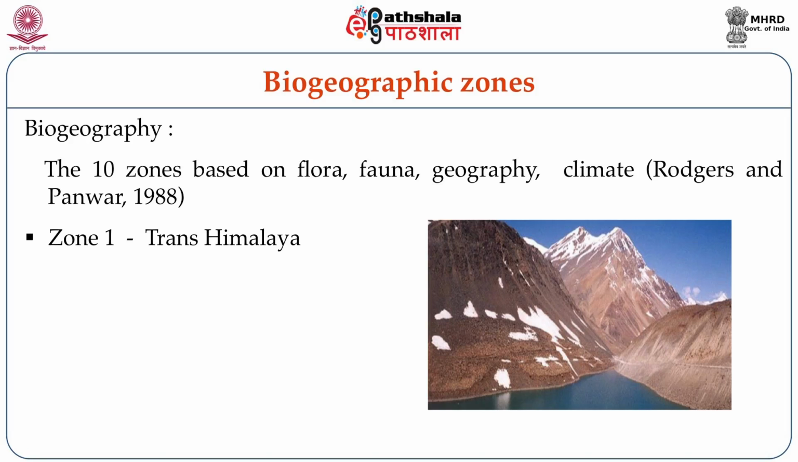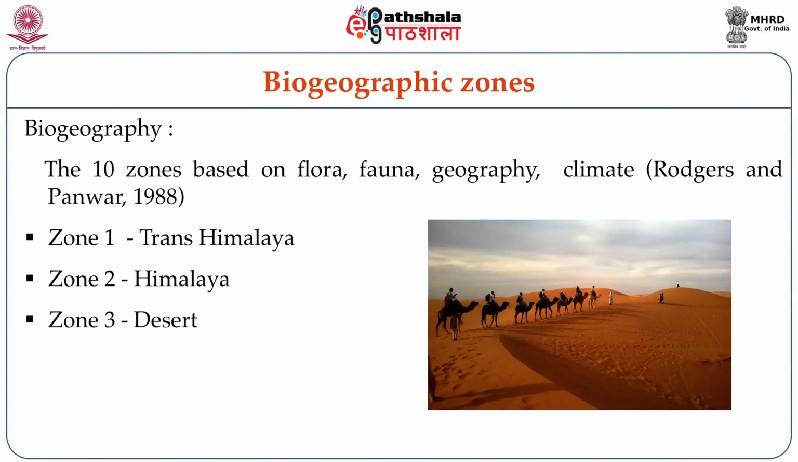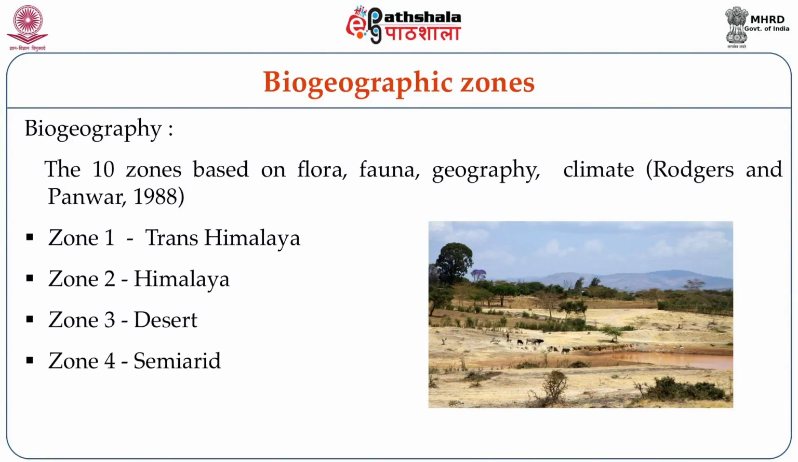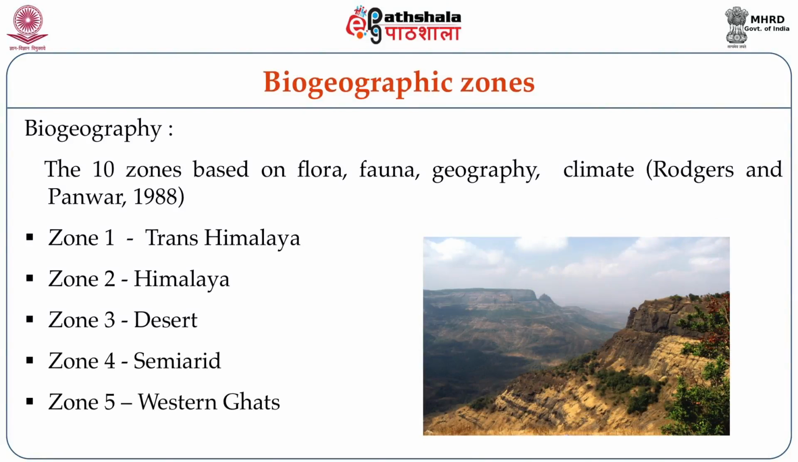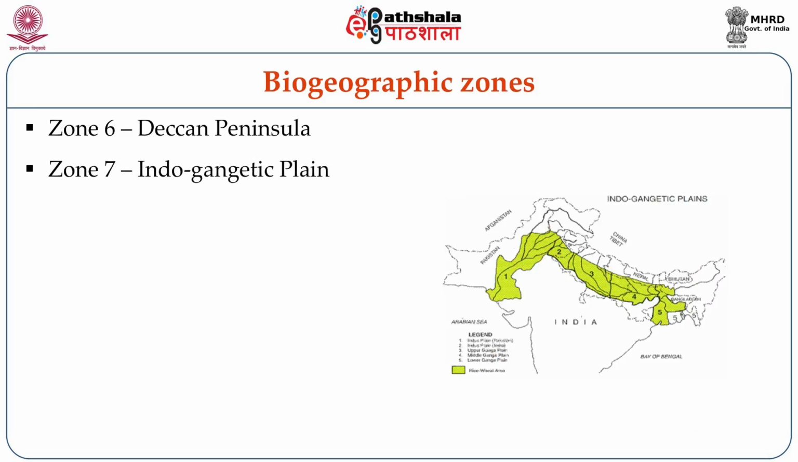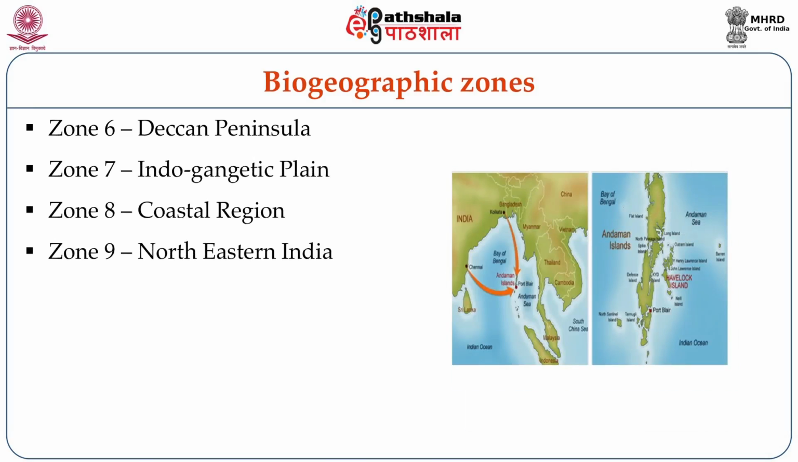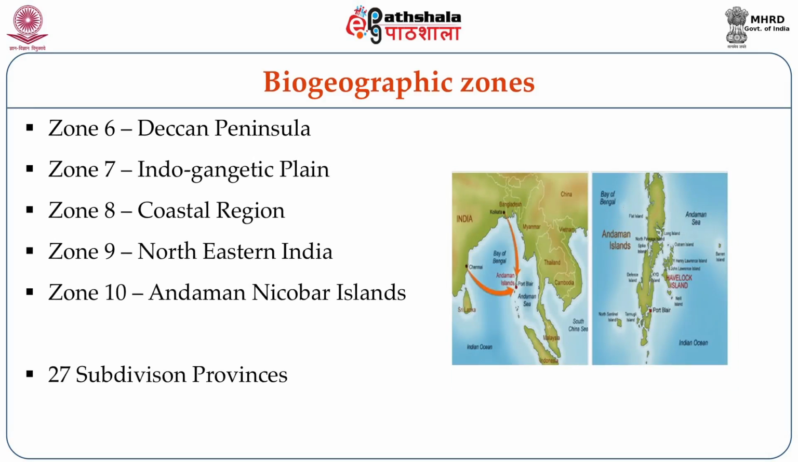Trans-Himalayas in Tibet, then we have the whole Himalayan tract, we have the desert belt, we have semi-arid regions of India, and we have the bio-rich Western Ghats, the Deccan Peninsula, which is the largest zone in our country, we have the Indo-Gangetic plains, we have coastal areas, and we have the very special northeastern states, and of course the Andaman and Nicobar Islands. But these 10 zones have been divided further into 27 subzones or provinces.